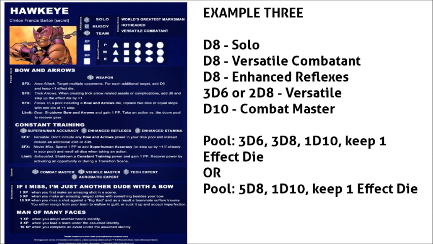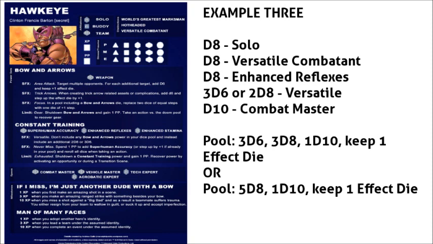If he didn't have arrows but he still had his bow, you could in theory have him swing his bow and count the D10 weapon. Well, you could use the area attack SFX because that's not specifically for arrows. But let's say it's broken, so he doesn't have access to that power set, or the limit has been activated, so he can't use it. So we're just going with solo die, versatile combatant as a distinction, which fits, enhanced reflexes out of the constant training.